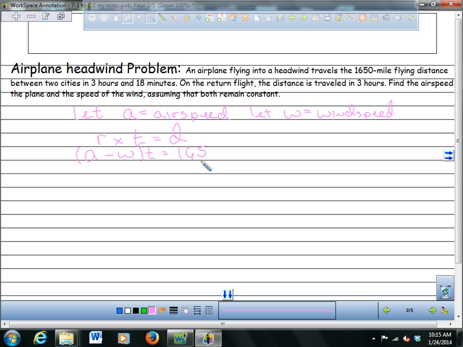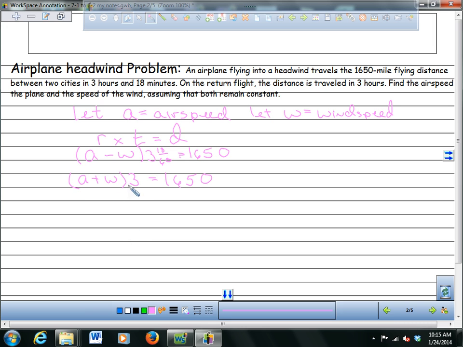And we know the time, don't we? You should write it as 3 and 18/60 hours. That looks complicated, but it equals 1650, because you've got to keep the units consistent. And then, going with the wind, A plus W times 3 is also equal to 1650. And so now you solve this system.